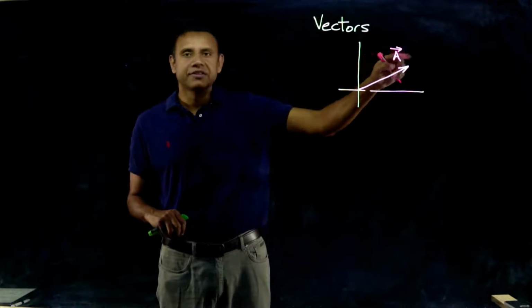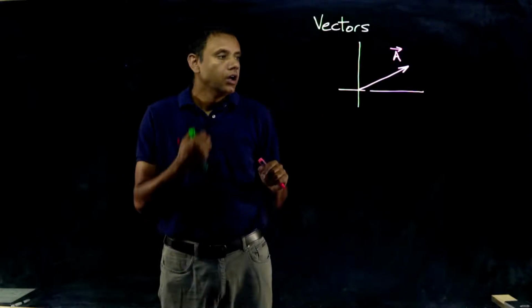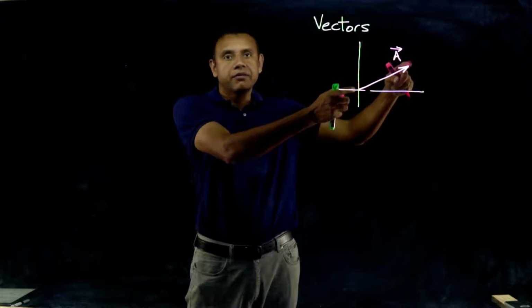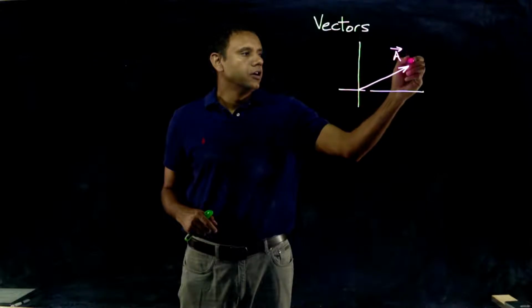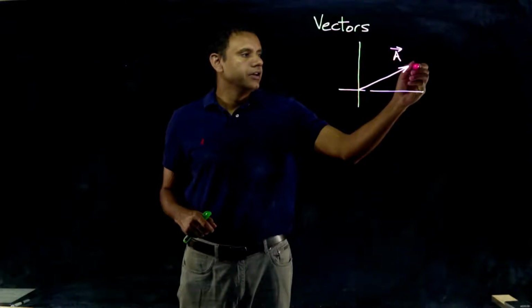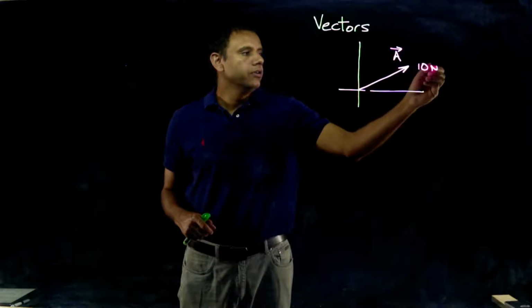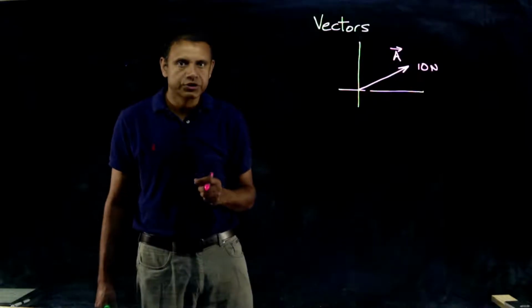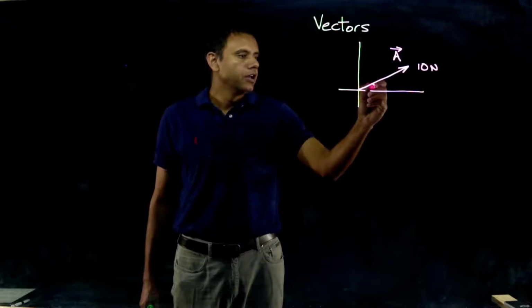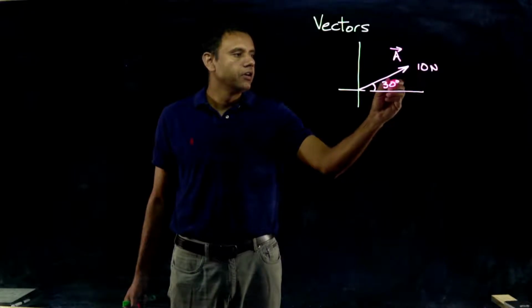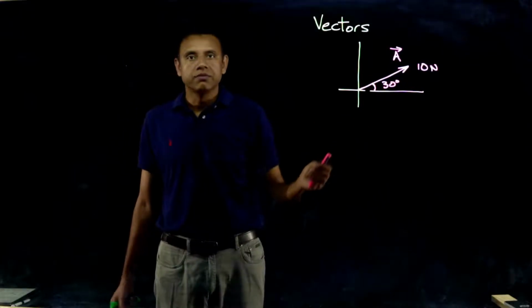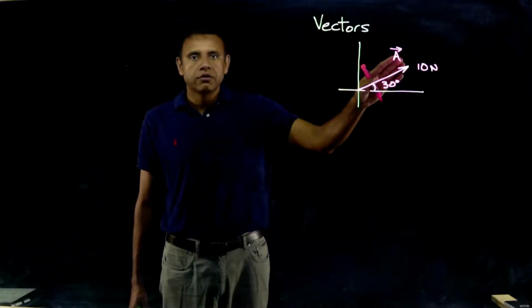So this arrow means that A is a vector. It could have a magnitude, it could be like a force or a velocity. So let's say the magnitude of A is 10 Newton. That's how much force you apply. And the angle right here, let's suppose this is about 30 degrees. This is the angle. So this is called a full vector.